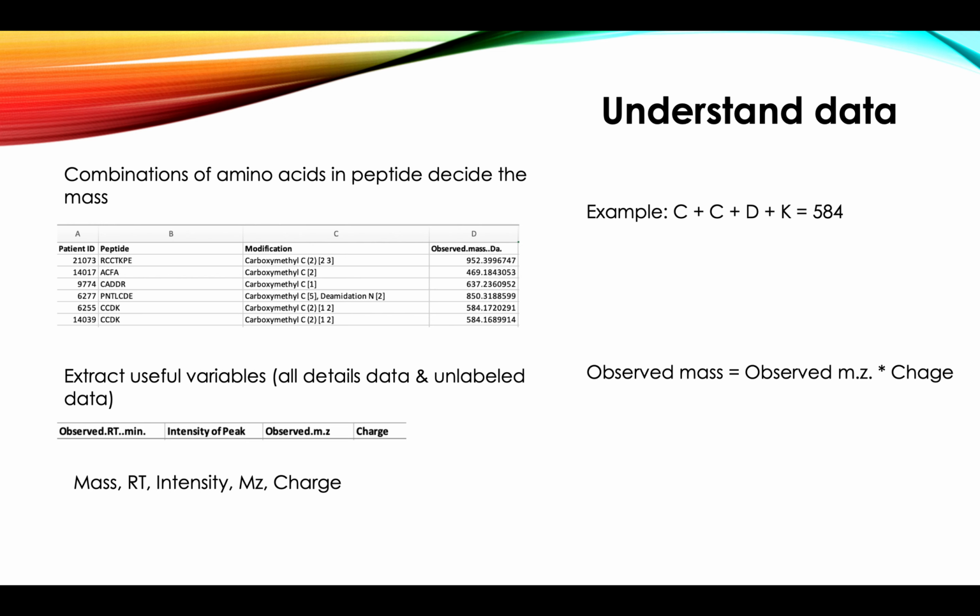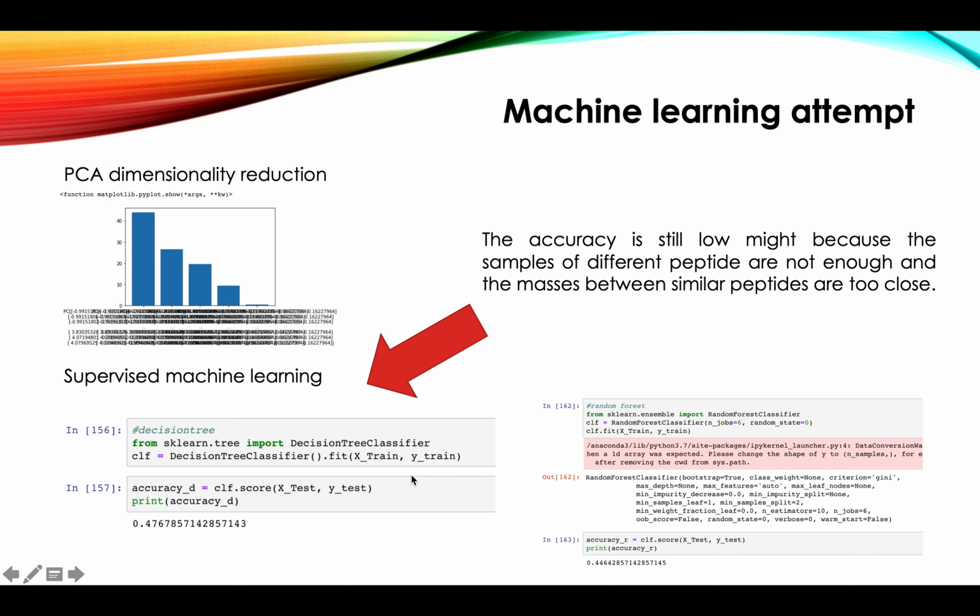Peptide mass is contributed by the amino acids inside the peptide. For example, for peptide CCDK, observed mass equals the sum of the CCDK mass, and observed mass equals observed mz times charge. We will classify the unlabeled data based on the following variables: the mass and RT, intensity, mz, and charge. We'll attempt to use machine learning to solve the problem.